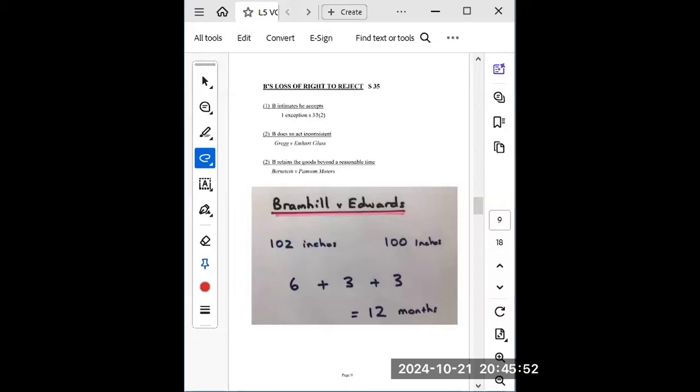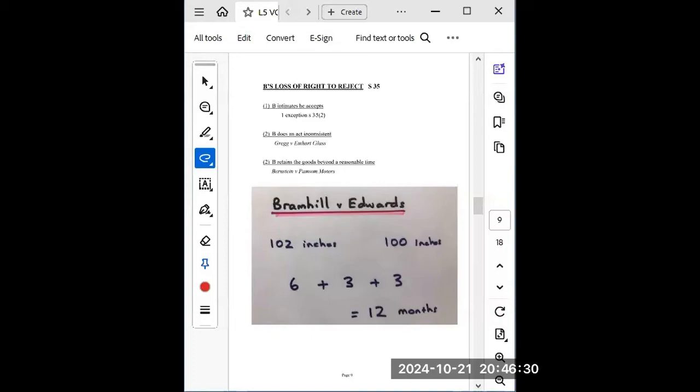But this depends, you see, on how complex the goods are. What we're saying is, if you keep the goods beyond a reasonable time without rejecting, you've lost your right to reject. But it does depend on how complex the goods are. So for instance, if I'm buying a bunch of bananas, well, it's not going to take me very long to examine the goods to see whether they are defective or not. Compare that to, let's say I buy a submarine. I'm clearly going to need a much longer period of time before I know whether this submarine conforms with the contract or not.